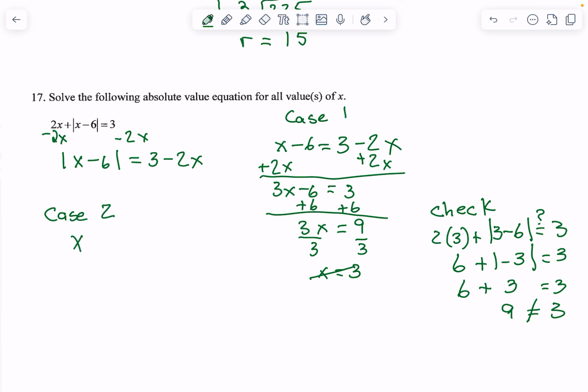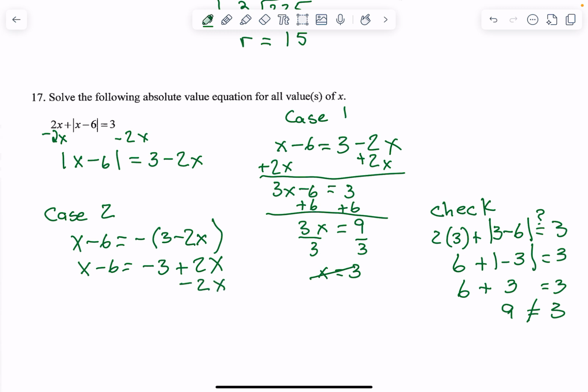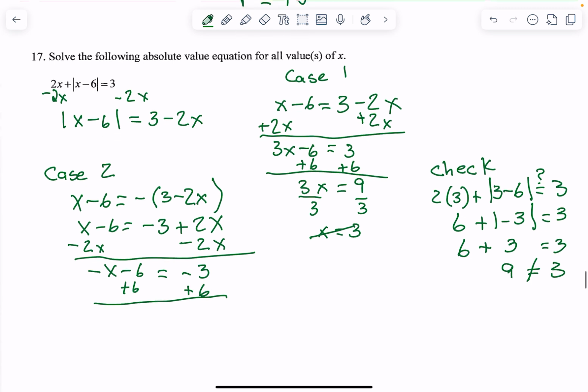Okay? Case 2 is a little bit more difficult. We have x minus 6 is equal to negative 3 times 2x. It's the negative root. So we're going to distribute a negative 1 here. And we get negative 3 plus 2x. All right, since I moved the 2x over before, I'm going to move it over again. Minus 2x, minus 2x. So I have negative x minus 6 is equal to negative 3. I'm going to add 6 to both sides. And I get negative x is equal to 3. Divide both sides by negative 1. And I get x is equal to negative 3.